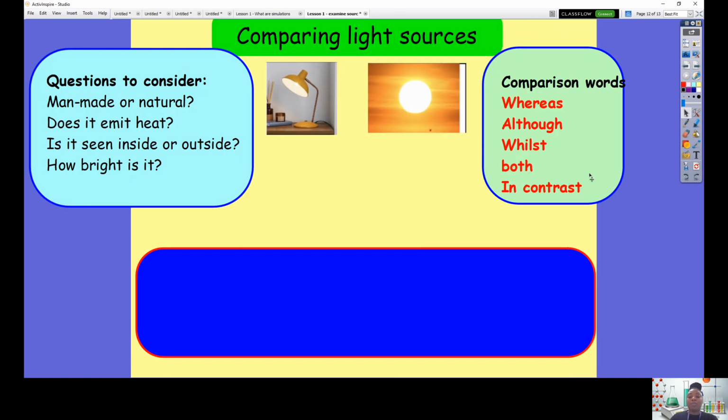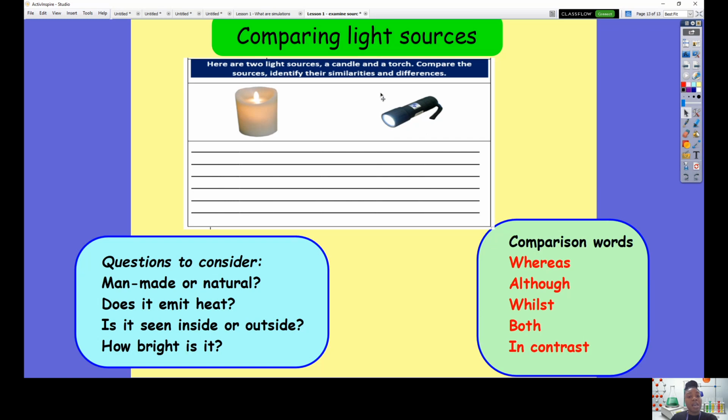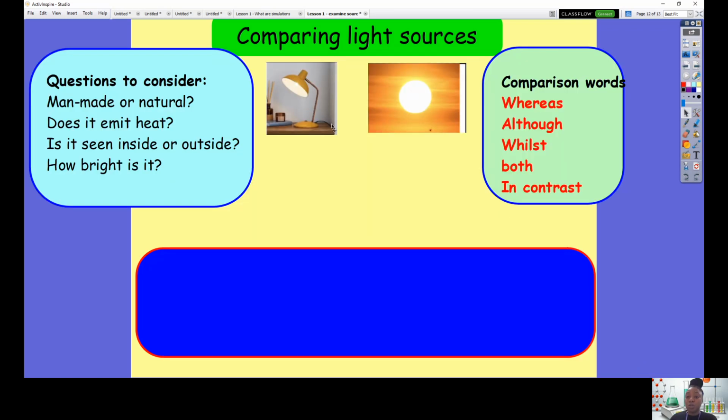Fantastic. Okay, I'm sure you've all completed lovely paragraphs detailing the different sources of light. Now we are going to move on to the second part of our independent task, which is comparing light sources. I'm going to model what you are going to be doing. The second part of your sheet looks like this, and you have to compare these two light sources. So you've got to identify their similarities and their differences. That means saying what's the same about them and what's different. I'm going to model doing that and show you exactly what I want.